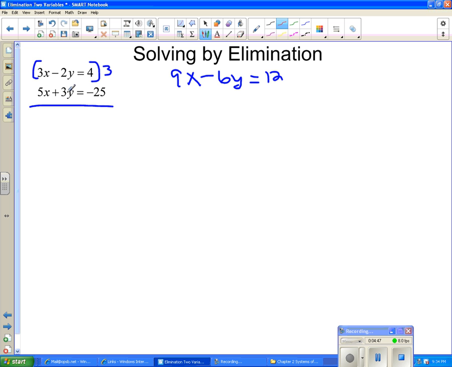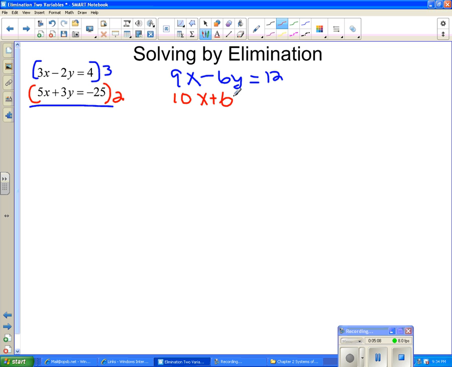So to make this 3 a 6, I have to multiply it by 2. So I'm going to take this whole equation and I'm going to multiply it by 2. Now your factors do not have to be the same. They can be different. Okay, so I take this 2. 2 times 5 is 10. I get 10x. And then 3 times 2 is 6, so plus 6y.